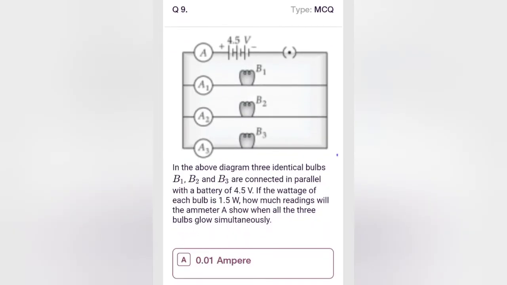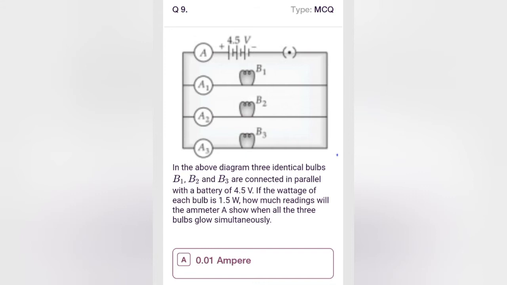9th question. In the above diagram, 3 identical bulbs B1, B2, B3 are connected in parallel with a battery 4.5 volt if the wattage of each bulb is 1.5. Okay, all are having the same power. How much reading will ammeter A show when all the 3 bulbs glow simultaneously?